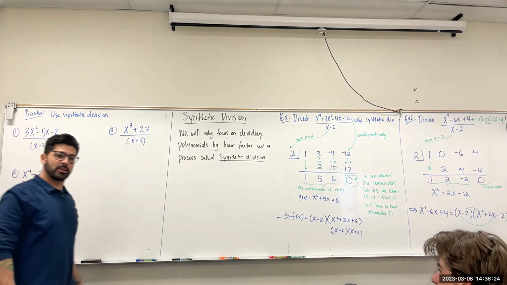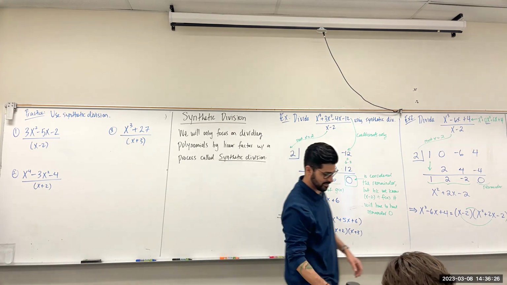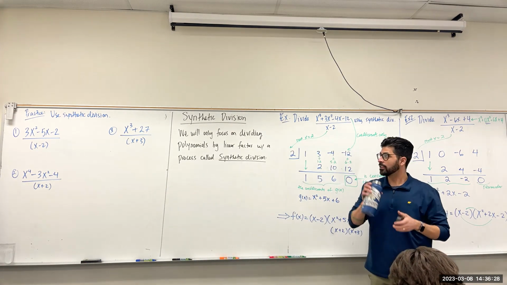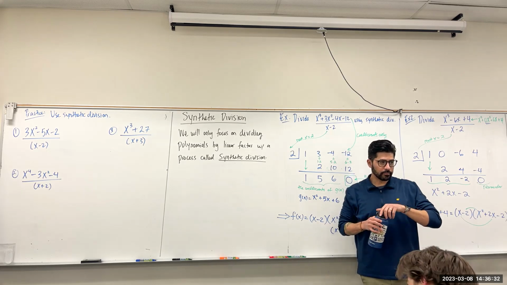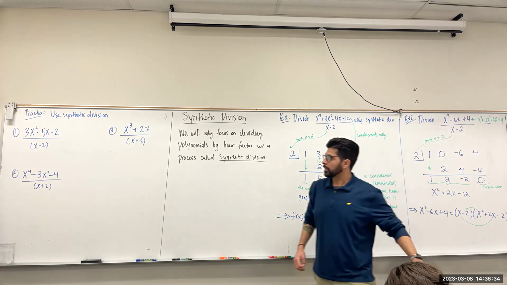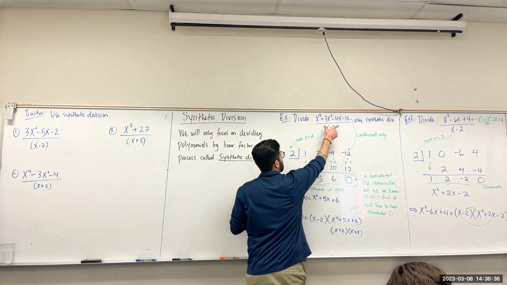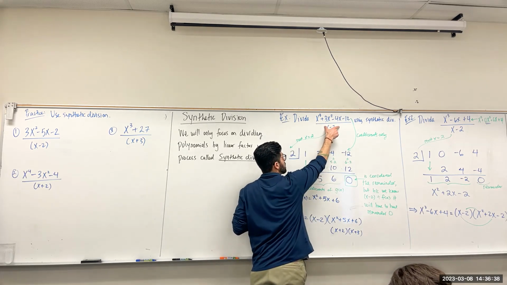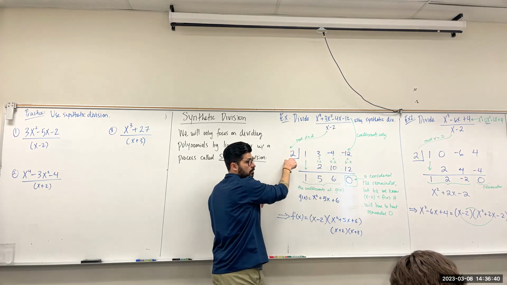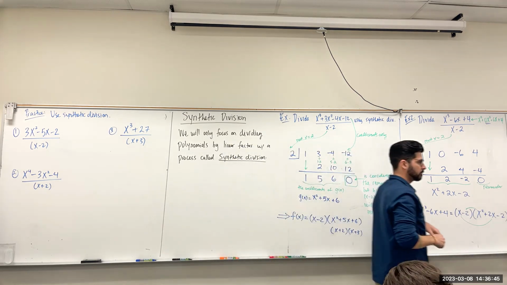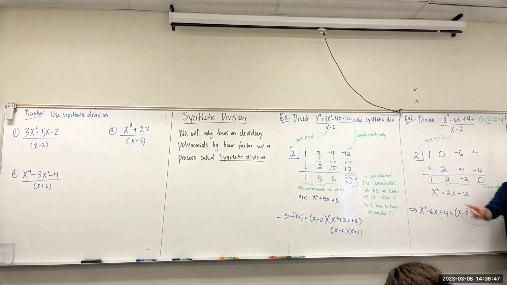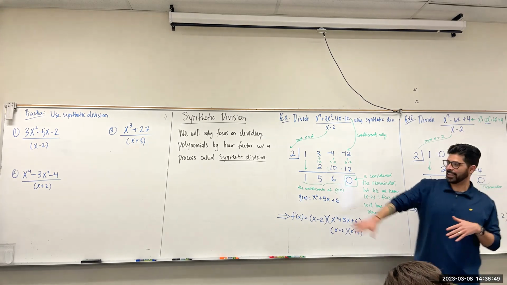Use synthetic division, see what happens. So for the bottom part, it doesn't matter if it's like x minus 2 or x plus 3, you're usually using 2 or 3. Whatever your linear factor is, you're going to want to use the root of it. So just 2, or like the opposite sign.